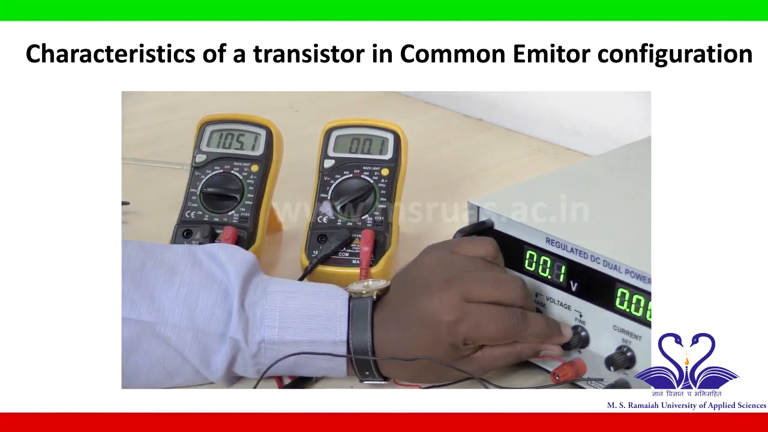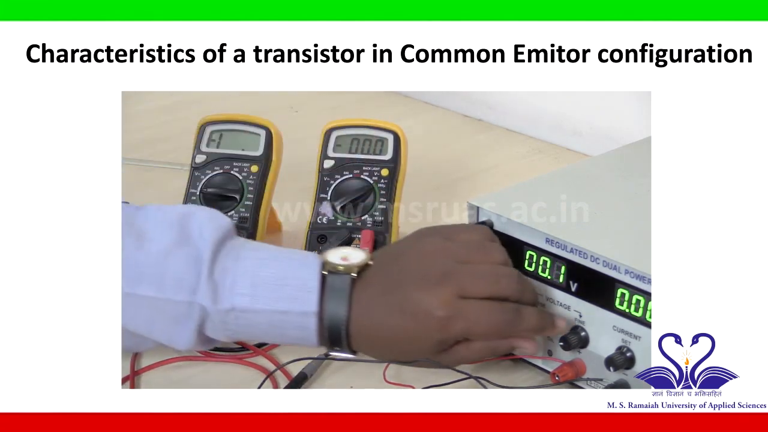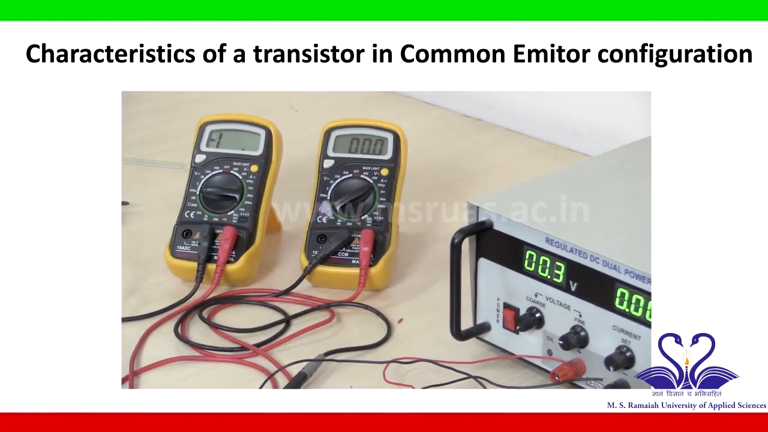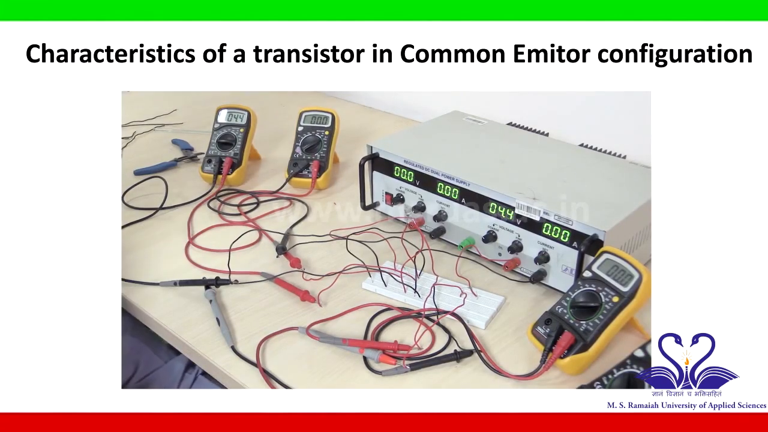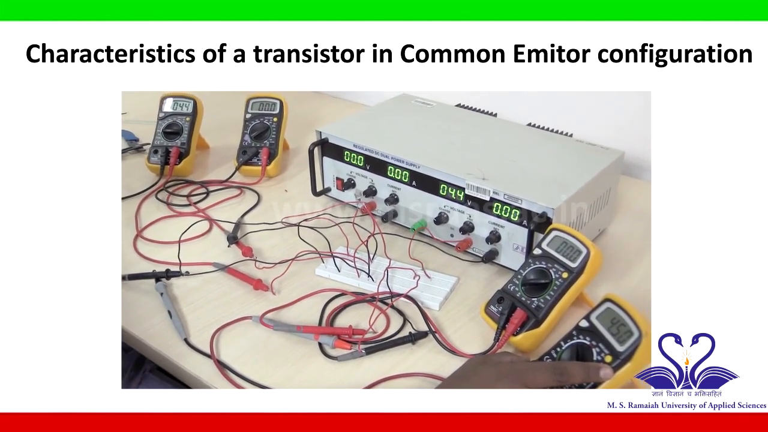And next we will make it 0.2, note down the corresponding VBE and IB reading. Then you make it 0.3, 0.4, like that you note down all the readings for VBB, VBE and IB. Now we have taken two sets of readings for the input characteristic, that is with VC equal to 1 volt and with VC equal to 5 volt.